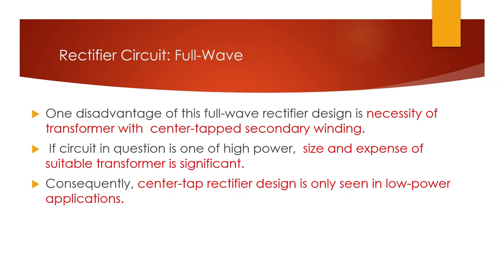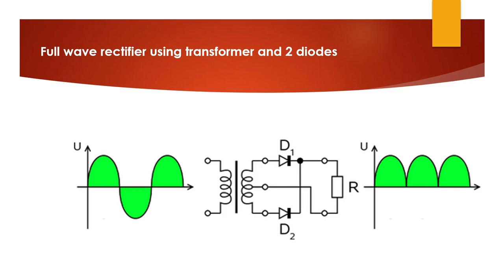So if there is high power involved, then the size and the expense of the transformer will increase. So these are a few disadvantages of this full wave rectifier with center tap. Here we can see the same structure. We will try to understand it with a different approach.